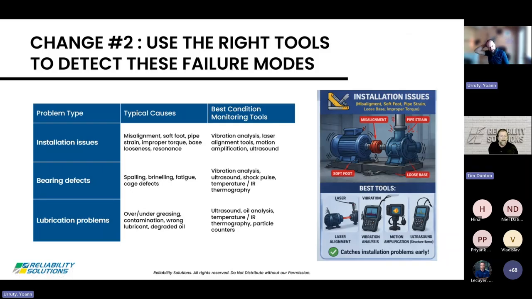So you want to talk about how to detect the failure modes, Tim? Yeah.